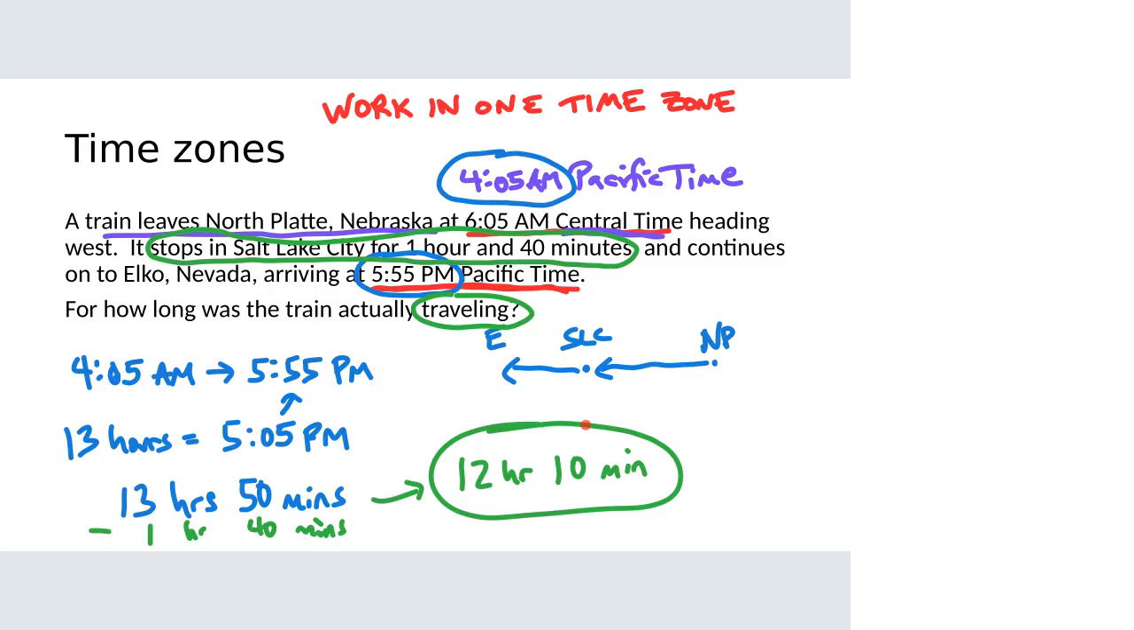You'd have 1350 and then back off that 1 hour and 40 because it was stopped for an hour and 40 minutes. Let me know if you have questions on this before we talk about the next thing.